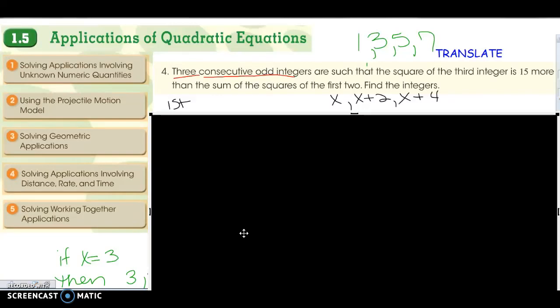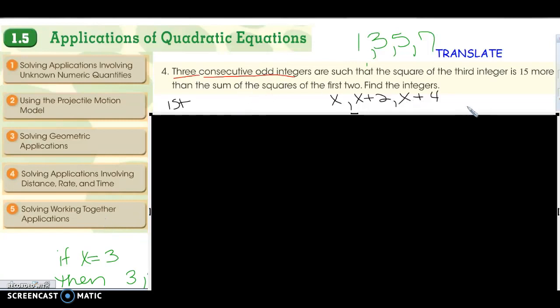Hello, today we'll take a look at solving application problems that lead to quadratic equations. We're going to look at a variety of different types of problems, starting off with what I refer to as the translating problems, where you're literally translating English words into math symbols. Then we'll get into projectile motion, geometric, distance, and we'll end with working problems.